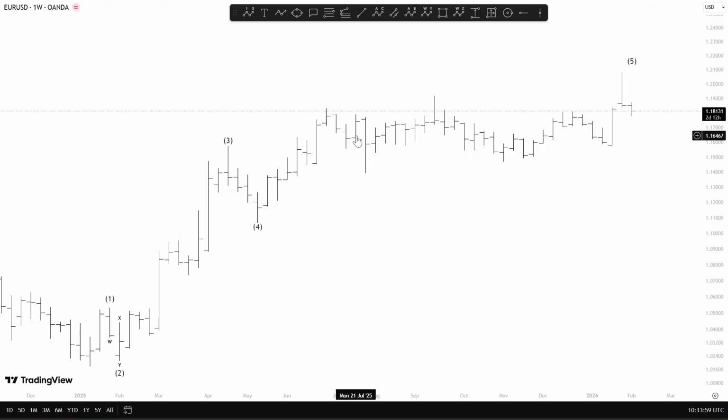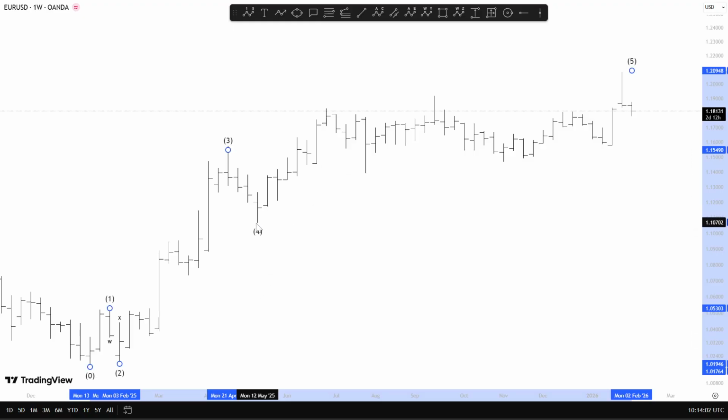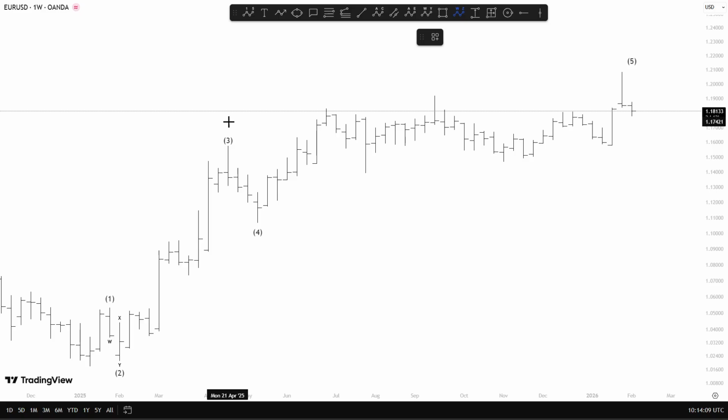And for wave 4, we have a triple three, labeled W, X, Y, X, Z. That leads us to the final leg, wave 5.